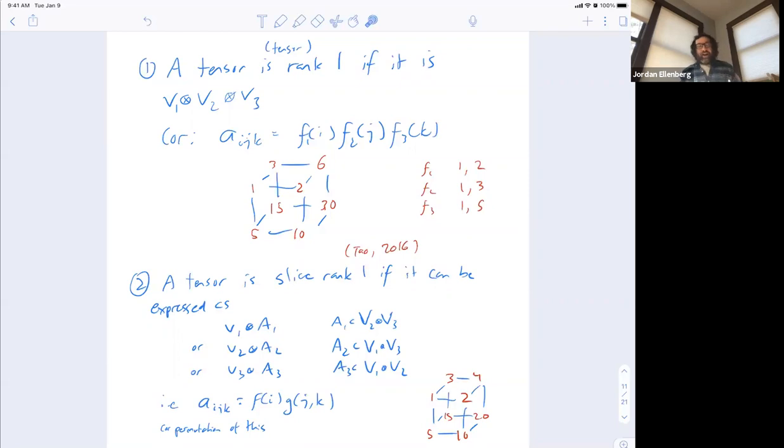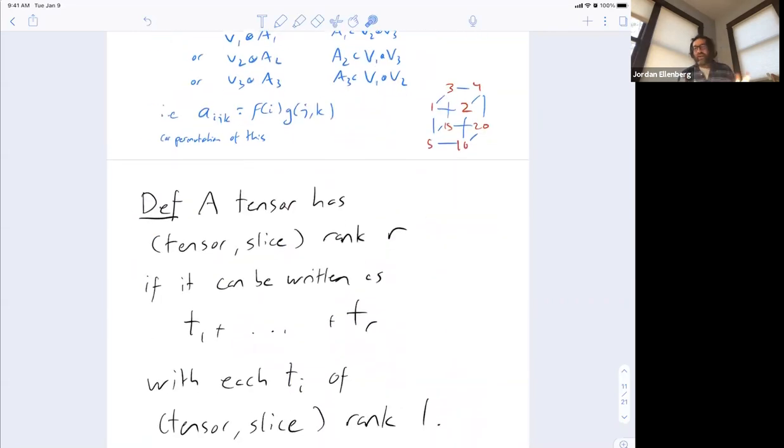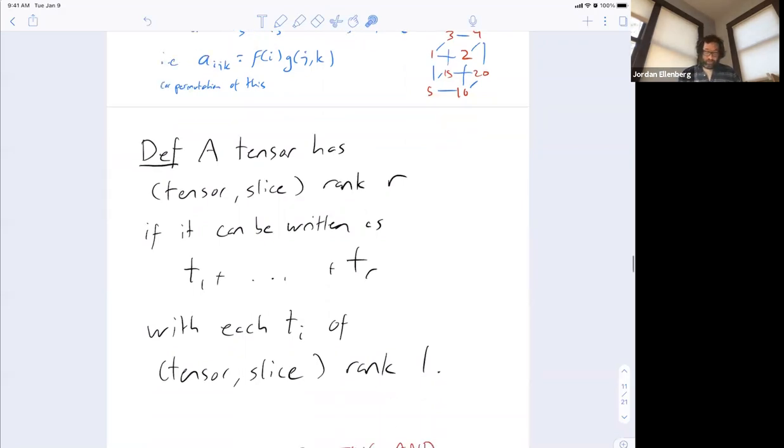But now we imitate this fact we knew about matrix ranks, and we say a tensor has rank R, either in the tensor sense or the slice sense, if it can be written as the sum of R rank 1 things. So now we don't need any notion of relation with linear transformation or column space or anything like that. This definition carries over perfectly well from the case of matrices. And these are the definitions that people usually use.